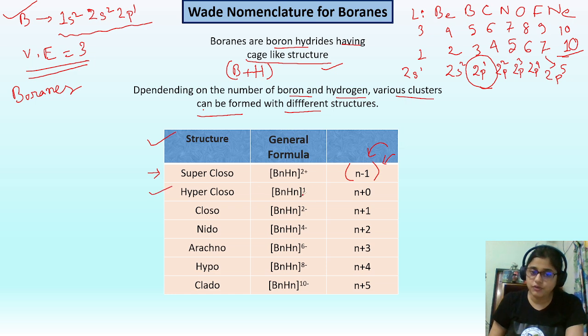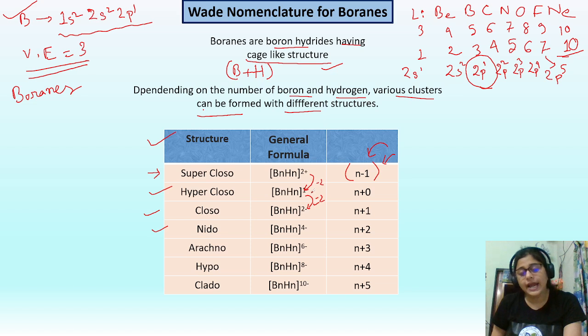So hypercloso is when BnHn only, when BnHn 2 minus, that time closo. Nido is BnHn 4 minus, like that way. It means the changing of the charges. See, you can relate: minus 2, minus 2.